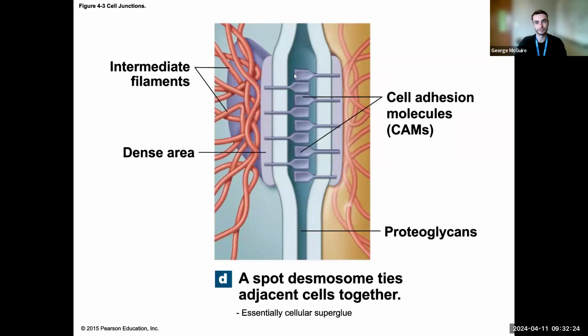Here's a closer look at a spot desmosome. So you can see those cell adhesion molecules identified here, right? These proteoglycans that will connect with each other and create that cellular superglue holding neighboring cells together. Within the cell and the intracellular environment, these spot desmosomes are connected to intermediate filaments, holding them in place and creating some other connections within the cell.